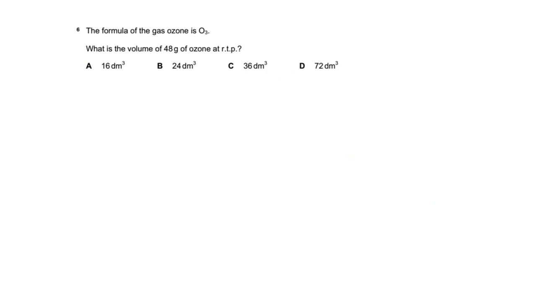Ozone is O3. What is the volume of 48 grams of ozone? Well, let's find out the moles first. That's always easy. Moles of ozone are the mass of ozone divided by its MR. It's 3 oxygens, each oxygen is 16, so it's going to be 48 as well. And that comes out to 1 mole. What is the volume of gas? So this question can be changed to: what is the volume of 1 mole of gas?